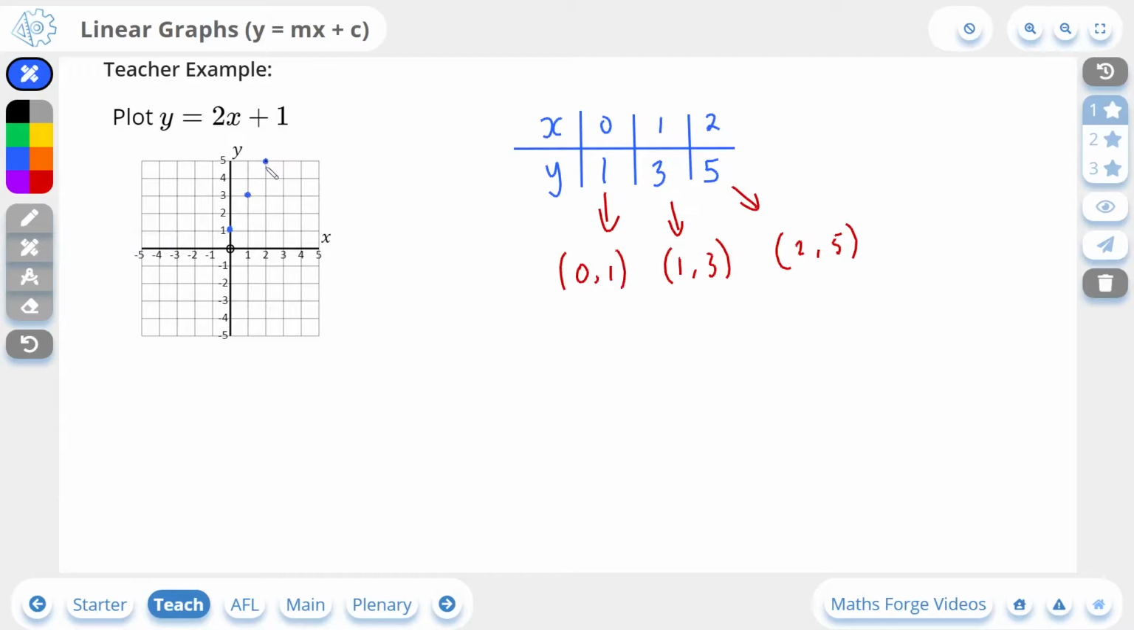We're going to connect them with a straight line from the start of the grid to the end of the grid. And that's going to look like this. And this is the straight line for the equation y is equal to 2x plus 1. If we check our answer, there it is.